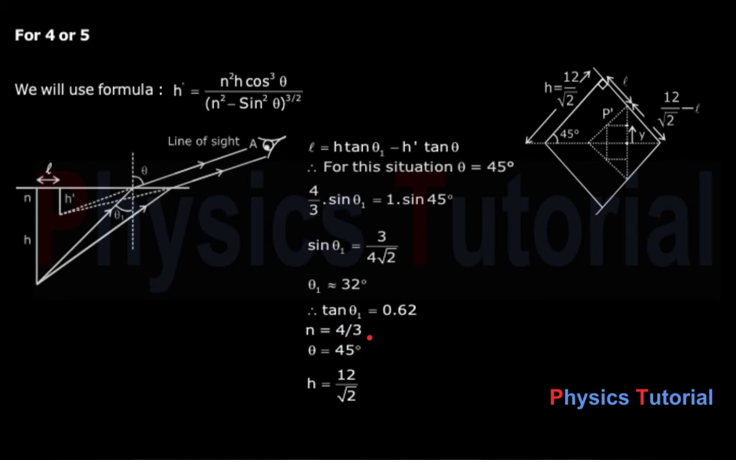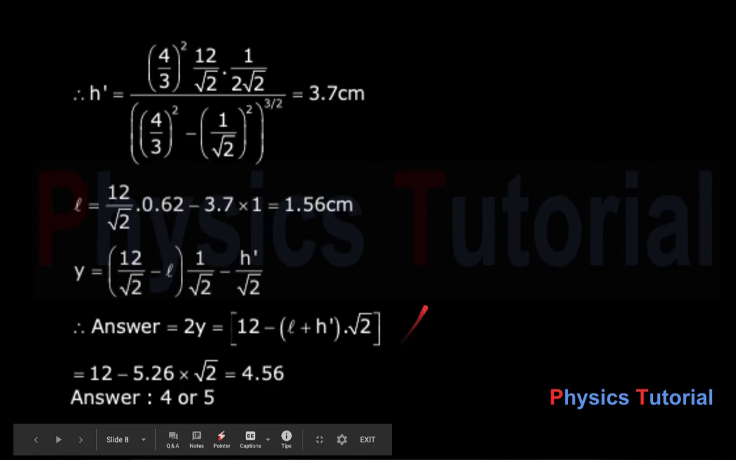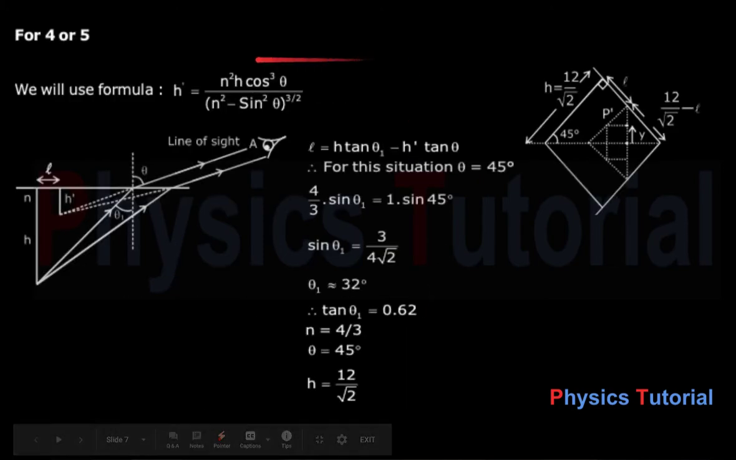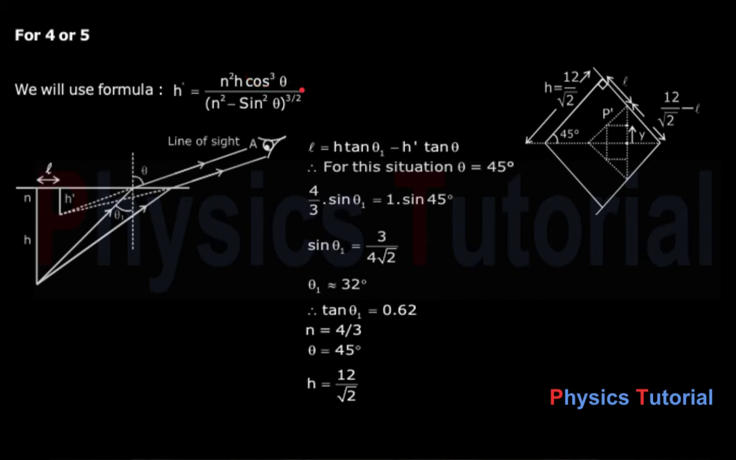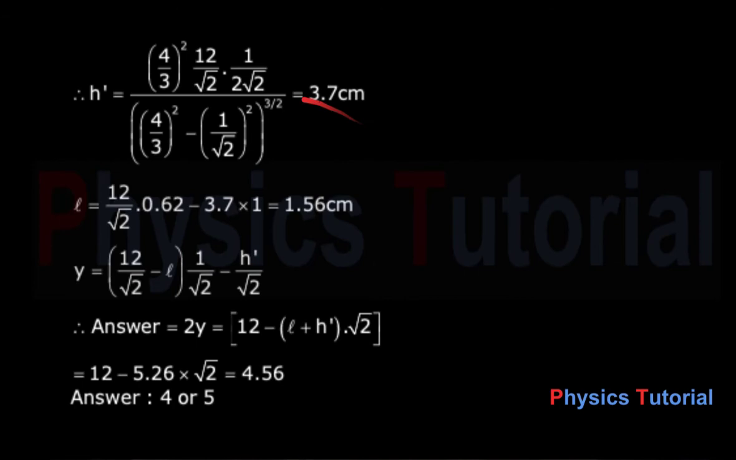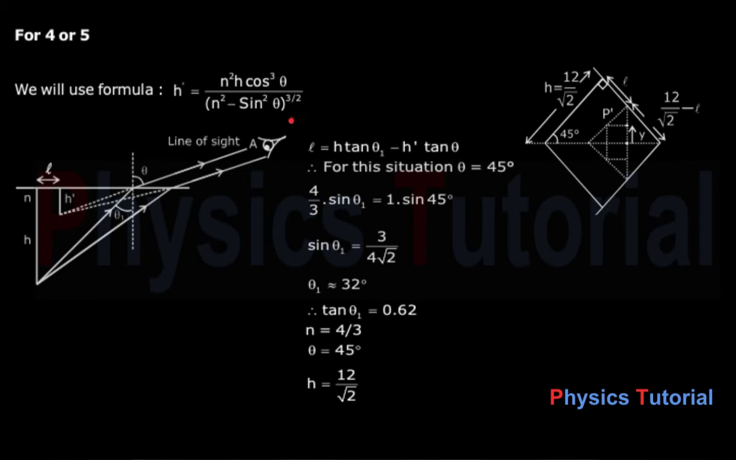So n, that is 4 by 3 as you know here. So theta will be 45. So the answer will be here 12 by root 2, and submit these values over here in this result, that is n square h cos cube theta upon n square sine square theta or 3 by 2. You will get all the results, nearly 3.7 centimeter. That is the h dash distance.